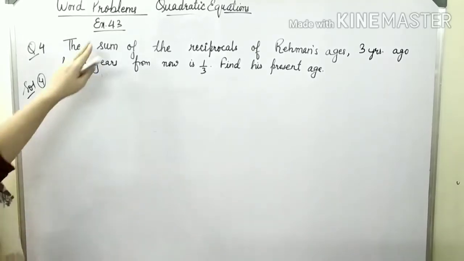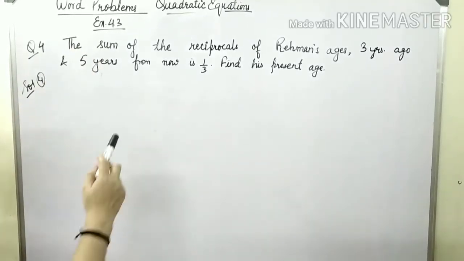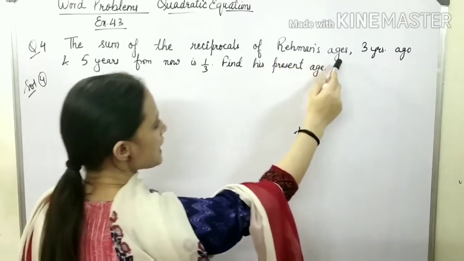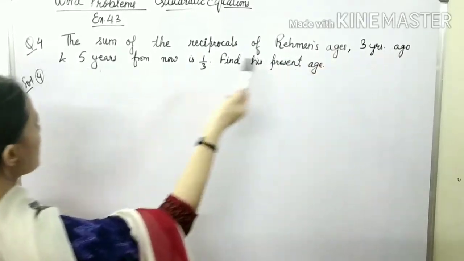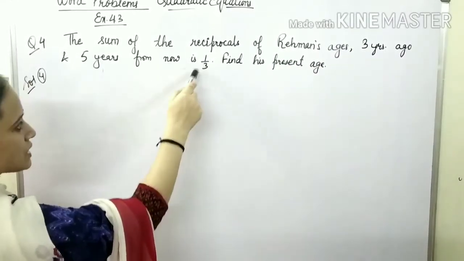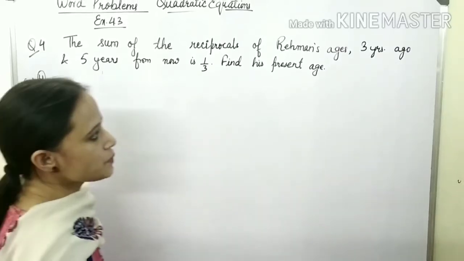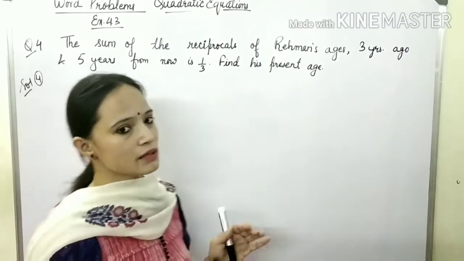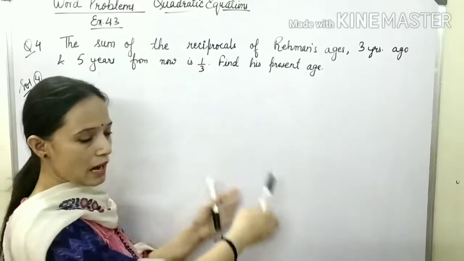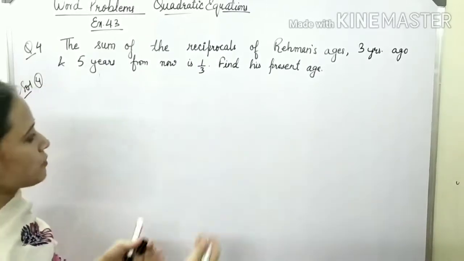Question number 4 of exercise 4.3: the sum of the reciprocals of Rahman's ages 3 years ago and 5 years from now is 1/3. So find his present age. Now you know how to write the language, so I'm not going into that detail. I'll just explain how to frame the equation.